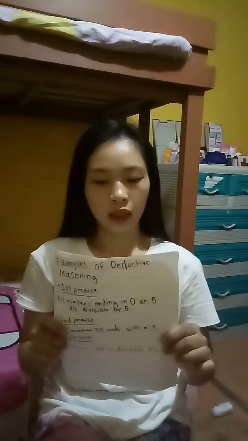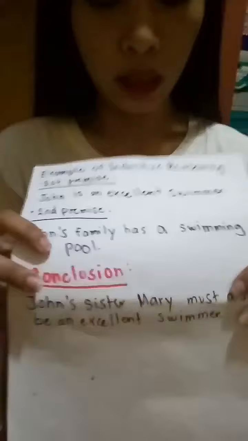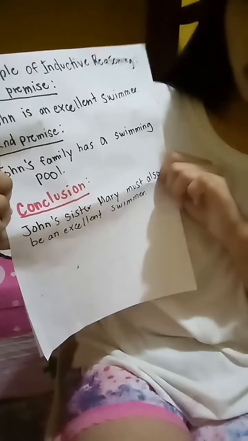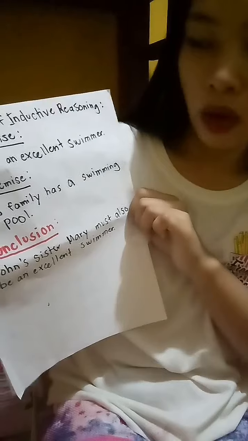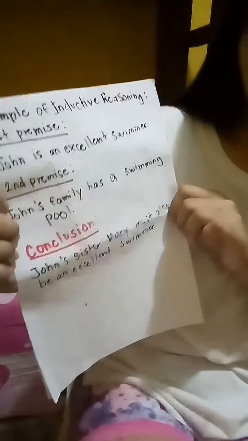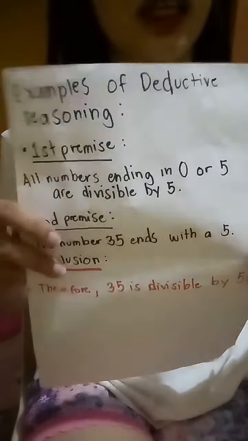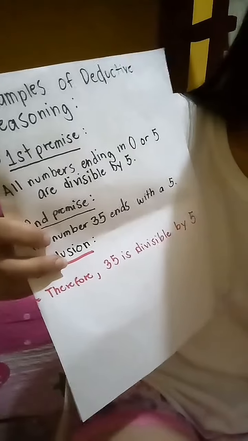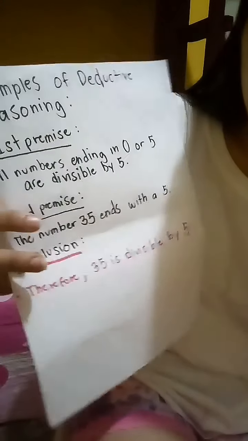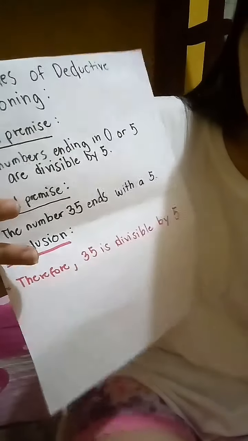So this is an example of inductive reasoning. Inductive reasoning refers to the process of making generalized decisions after observing. So, he observed that John is an excellent swimmer, and he also observed that John's family has a swimming pool. So, he concluded that John's sister Mary must also be an excellent swimmer. The next one is deductive reasoning, general to specific reasoning. He observed that all numbers ending in 0 or 5 are divisible by 5. He generalized it. And the second is that the number 35 ends with a 5. So he concluded that 35 is divisible by 5.